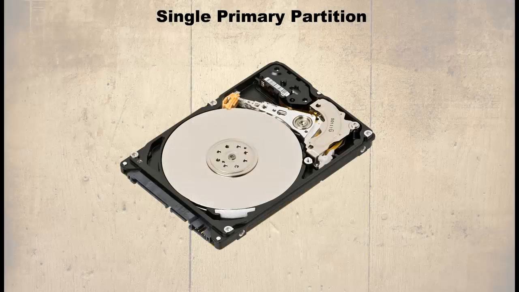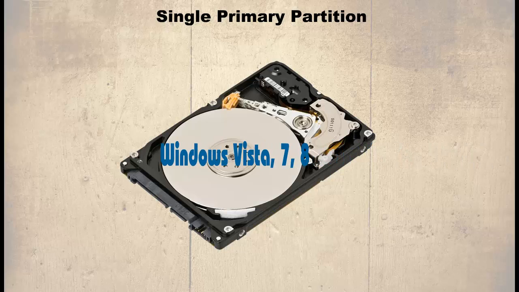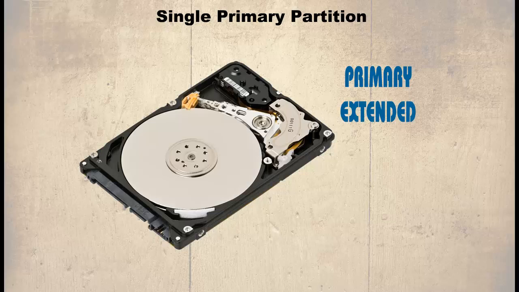Before a hard drive can be used, it must be partitioned. This is automatically done when most operating systems like Windows Vista, 7 or 8 is installed. There are different types of partitions such as primary, extended and logical. Most computers will only have one single hard drive with one single partition.